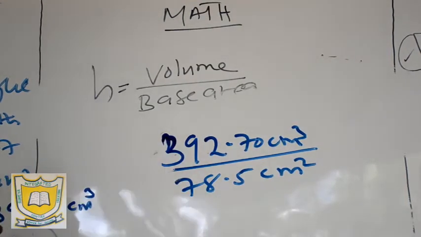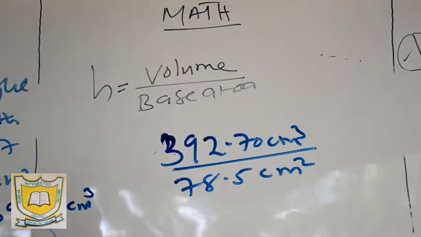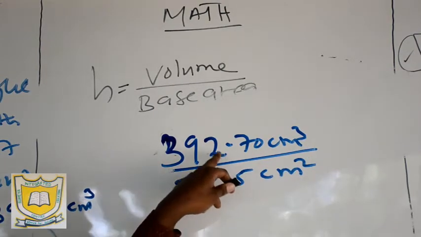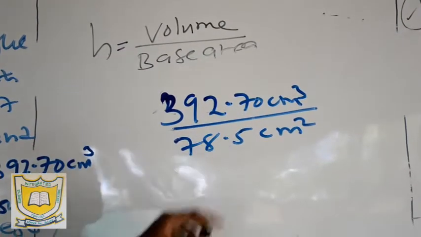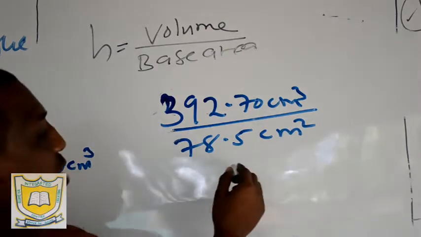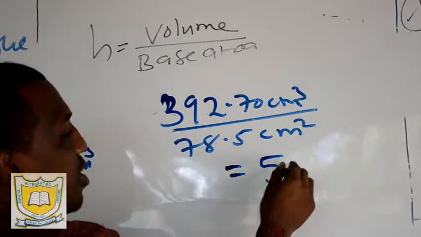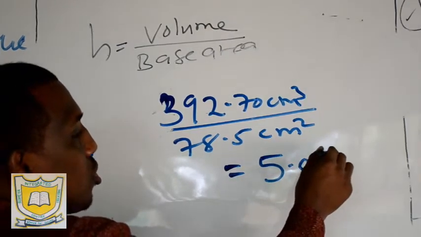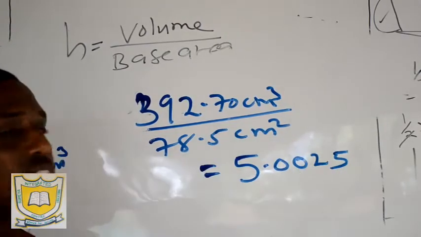So height is equal to 392.70 over 78.5. After dividing now, you will get 5.0025.